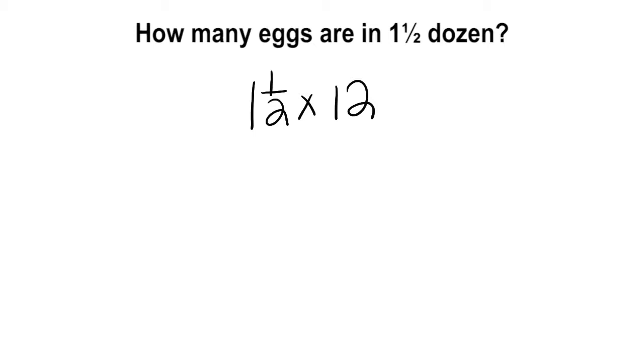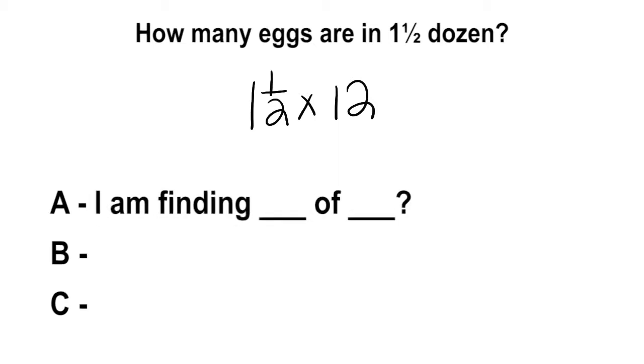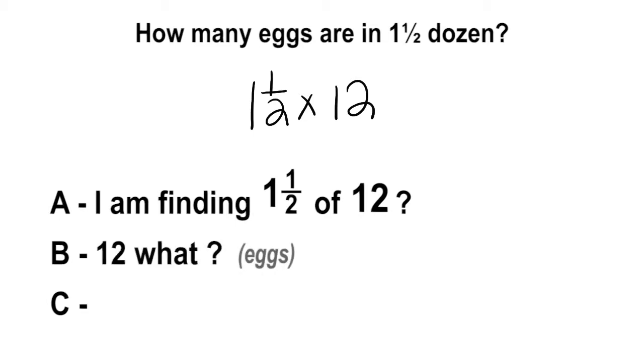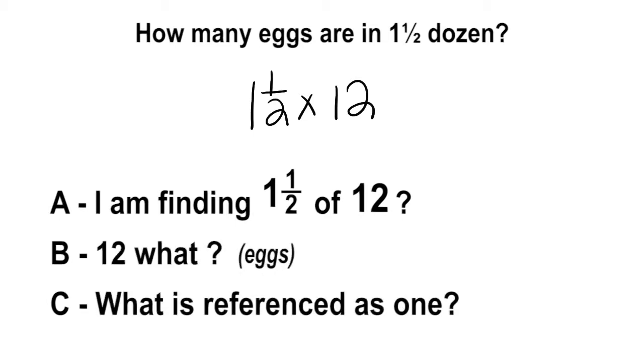The students should ask themselves the following key questions. I am finding how many of what? 1 1/2 of 12. 12 what? 12 eggs. And what is being referenced as 1? 1 egg. If 12 refers to 12 eggs, then 1 refers to 1 egg. Let's begin with the following problem.